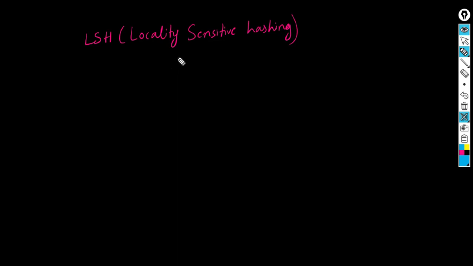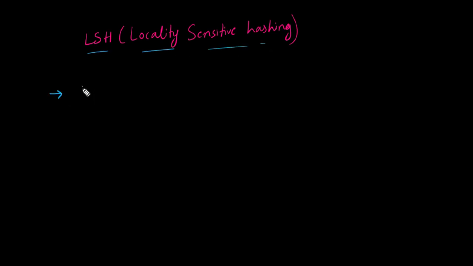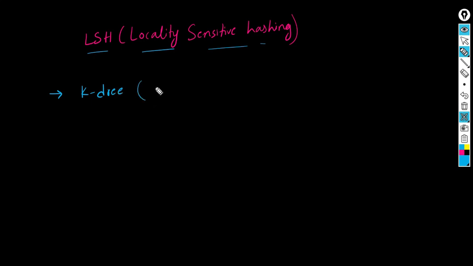Hi, in this video we are going to discuss locality sensitive hashing. In the previous video we discussed the KD tree. The KD tree approach has some disadvantages. One of the disadvantages is the time complexity problem in KNN. To solve that problem we use the KD tree approach. Another approach we have is locality sensitive hashing.